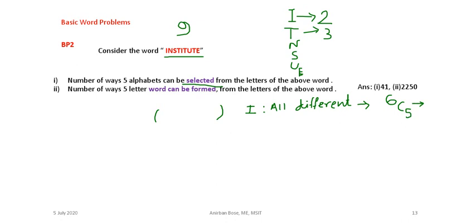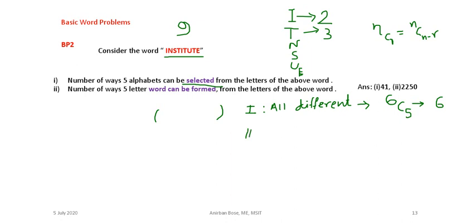6C5 means what? 6C1. 6C1 means 6. Remember, these are the important formulas, like nCr means nC(n minus r). Okay, so 6 if we consider all are different.